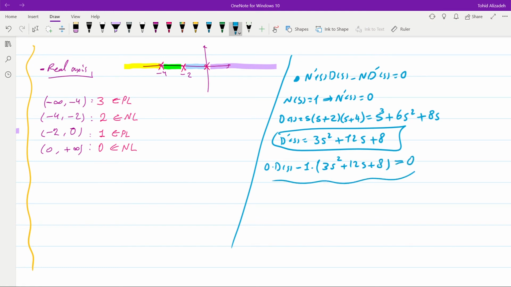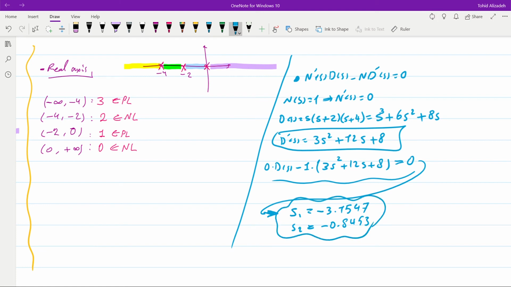If you find out the roots of this equation, we will get the exact location for the breakaway points. One of the breakaway points will belong to the positive locus and the other one will belong to the negative locus. The exact values S1 and S2 are minus 3.1547 and minus 0.8453.